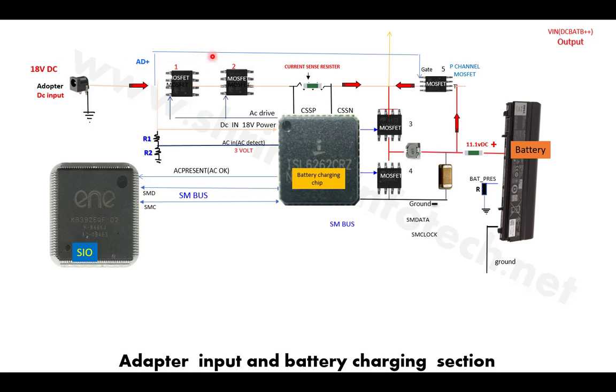Okay, and these are the MOSFETs. Here you can find there are a total of 5 MOSFETs: 1, 2, 3, 4, 5. All these 5 MOSFETs are controlled by this chip called the battery charging chip. The battery charging chip is a chip that controls and manages the battery voltage and controls both the input and output voltages. The voltage is coming from the adapter side, and voltage is coming from the battery side also. So it's like a traffic police who manages the traffic.